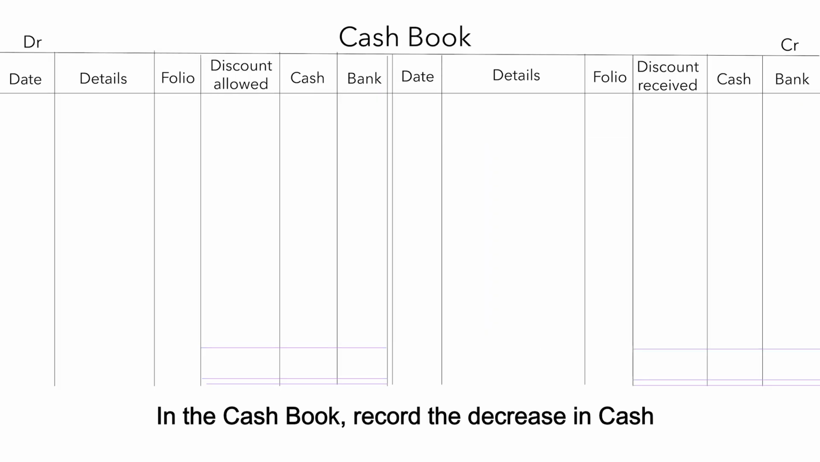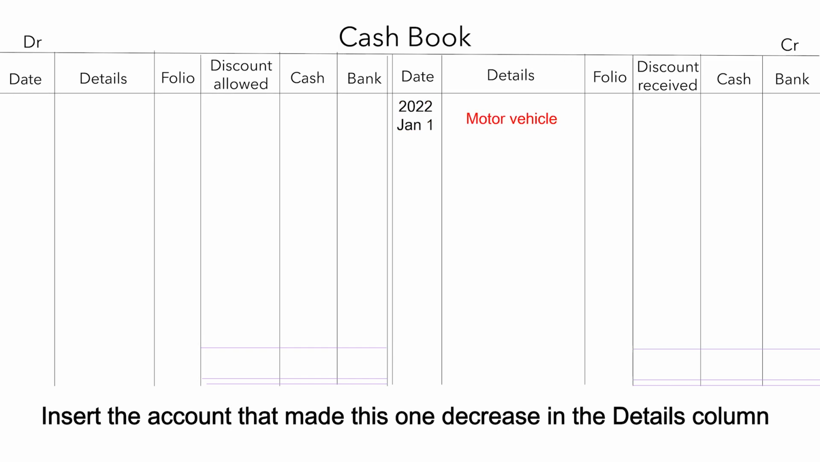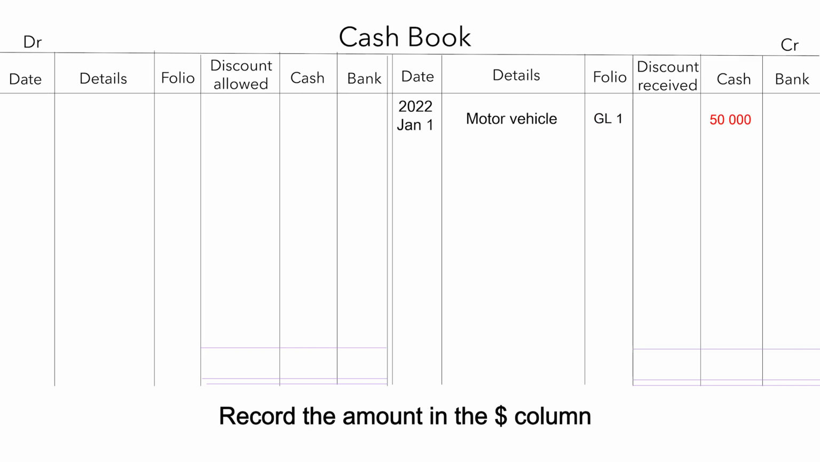In the cash book, record the decrease in cash. Add the year, month, and day in the date column. Insert the account that made this one decrease in the details column. Add the book of second entry, General Ledger, account 1 in the folio column. Record the amount in the dollar column.